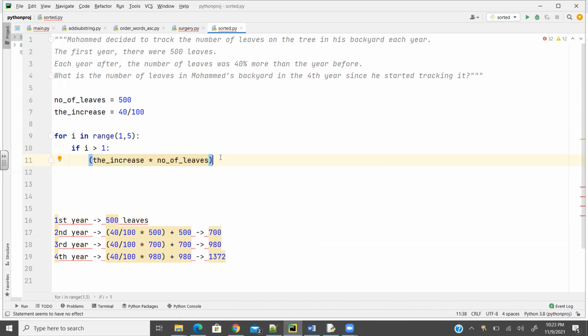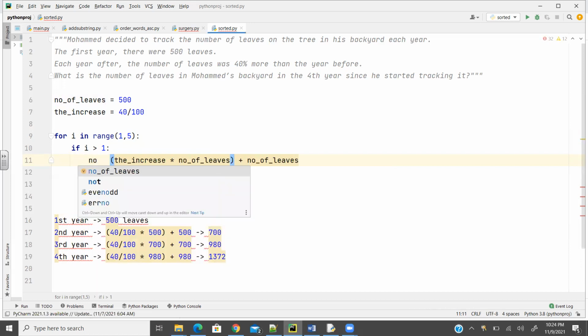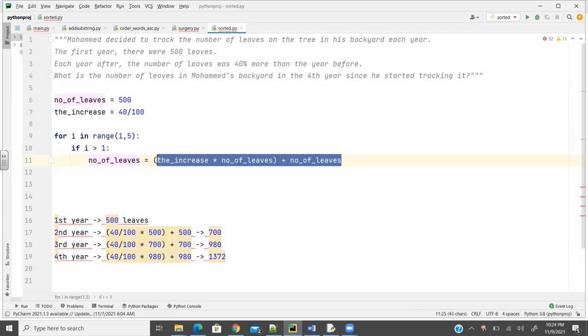Which I am now going to add to what in this case now, Mohammed, had the previous year before that year in question. So I'm going to add that to number of leaves. Then having done that, now I would set the number of leaves to the new value that we get from this entire operation here. That is what I'm going to reset as the number of leaves. So number of leaves will be set to whatever we get from this entire operation.